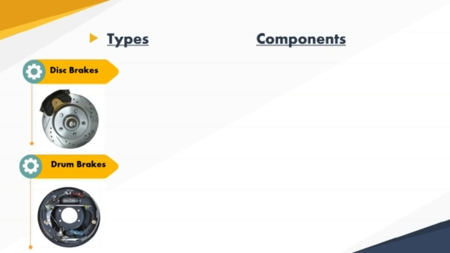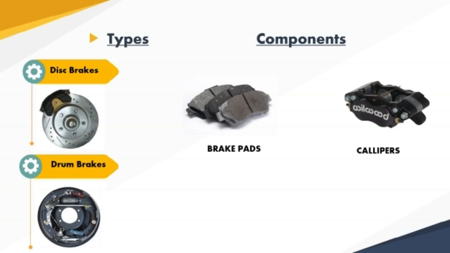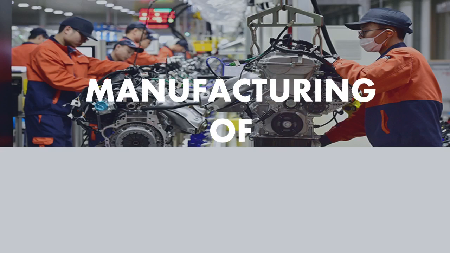Now, we have the components of disc brakes. The first one is brake pads. They are responsible for exerting friction forces to slow down the rotor. Now we have calipers. They are very similar to a piston with pressurized fluid on one side. It exerts clamping force on the brake disc. Now the last one is the rotor. This is the main component which receives the force applied by the brake pads when the brake pedal is pressed by the driver.